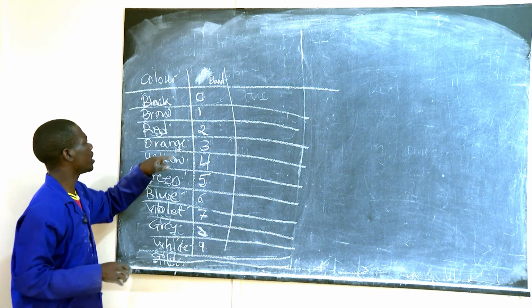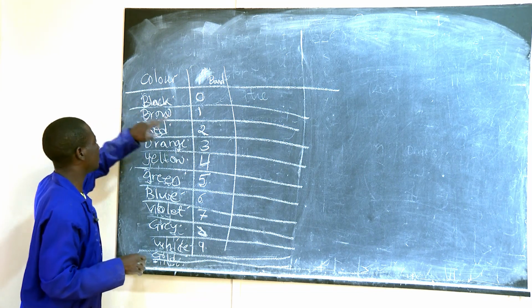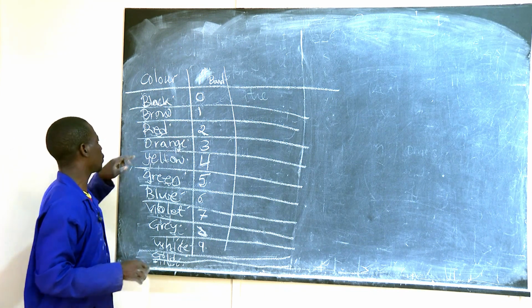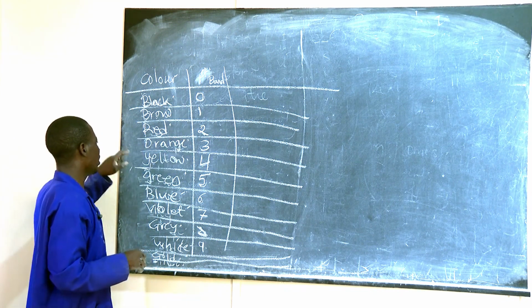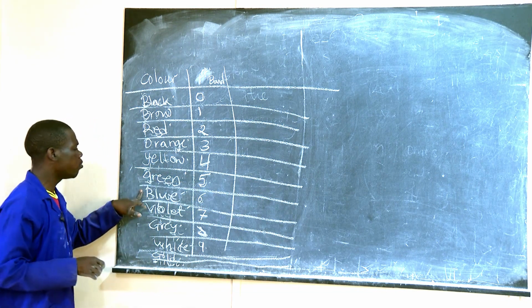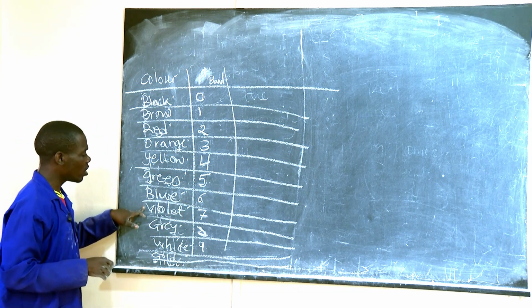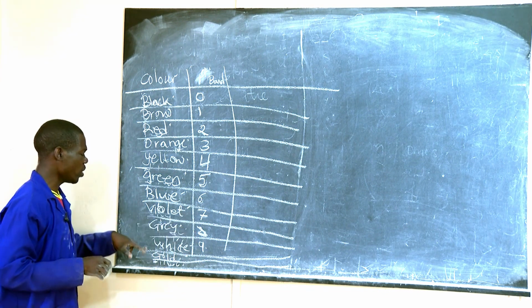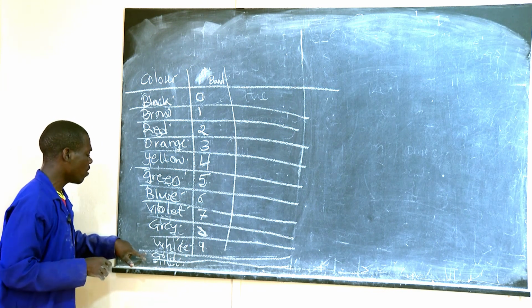So you have to know that the first one, black, is 0. Then we have brown, that will be 1. Then we have red, it's 2. We have orange, it's 3. We have yellow, which is 4. We have green, which is 5. We have blue, which is 6. Then we have violet, which is 7. Then we have gray, which is 8. Then we have white, which is 9. Then we have gold.